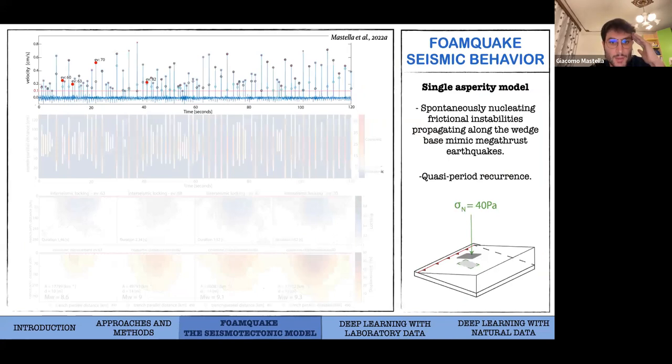So let's go to some results. In this slide, there's an example of the FOAMQUAKE seismic behavior. Especially here, I represented the results obtained with an experimental model characterized by the presence of only one rice asperity, and above this asperity, there's a normal load of 40 Pascal. So it's an experimental model with a duration of around 2 minutes. And in 2 minutes, generally FOAMQUAKE experiences something like 100 events. So the mean recurrence time of frictional instabilities generated by FOAMQUAKE is of the order of 1 second.